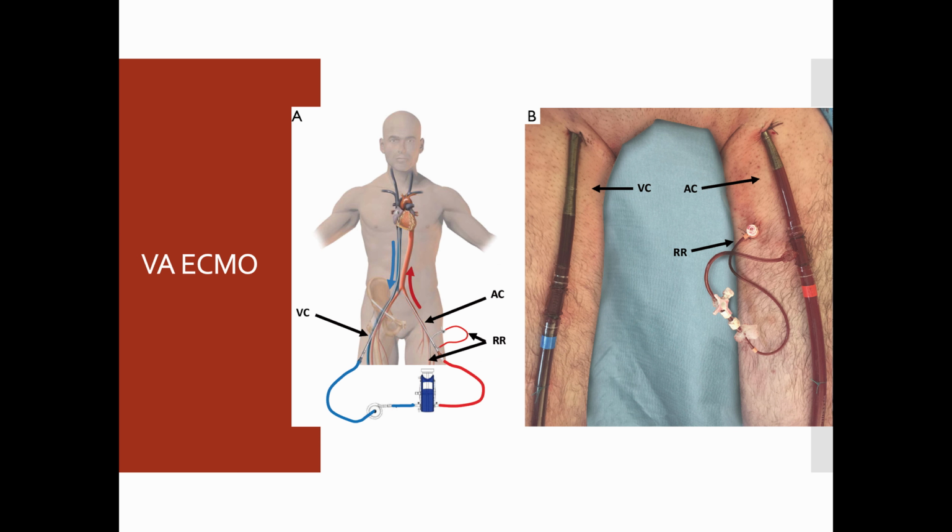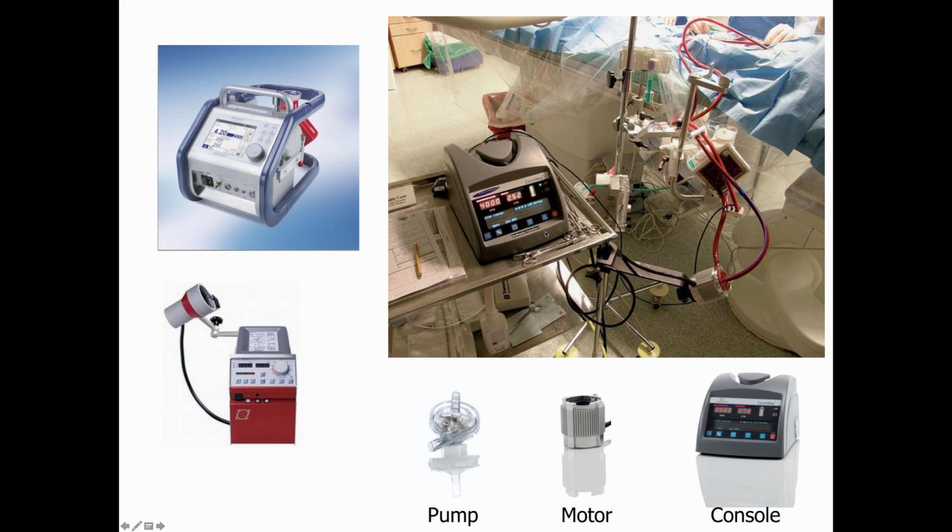systemic circulation. This is what it looks like in real life. You can see the console here where we monitor the RPMs, or the flow rate, and then the liters per minute are noted here. And this is the motor that's hooked up here. And in the motor is where the blood comes and gets sent back to the body then. Okay.